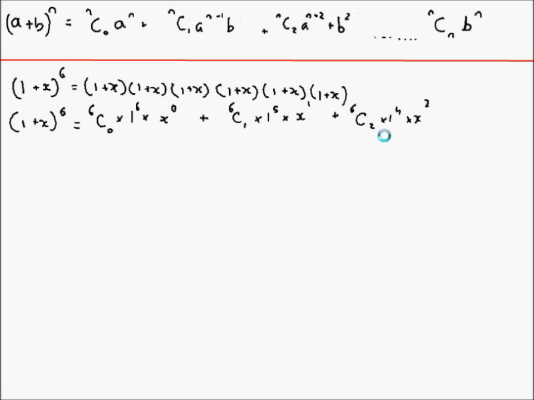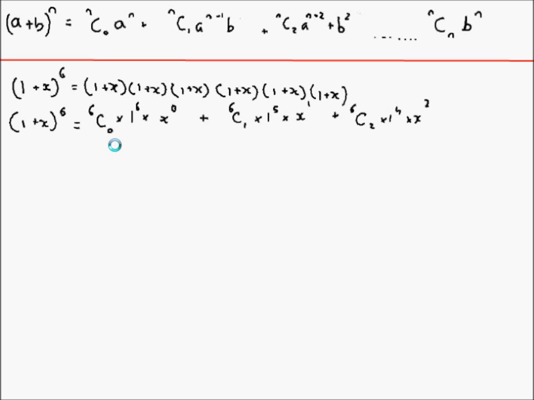Now as you'll notice, b has the same power as the counter r. Here 1, x to the power of 1, 2, x to the power of 2, and the difference between n and r, 6 minus 2 is 4, is the power of a, which is 4 here.